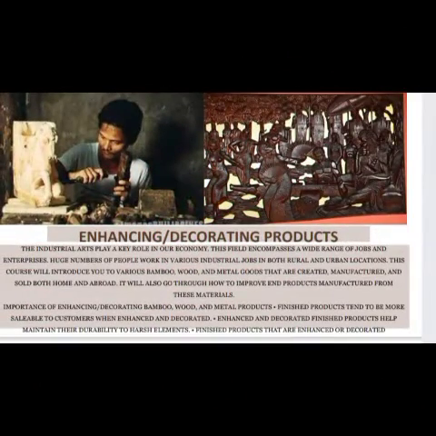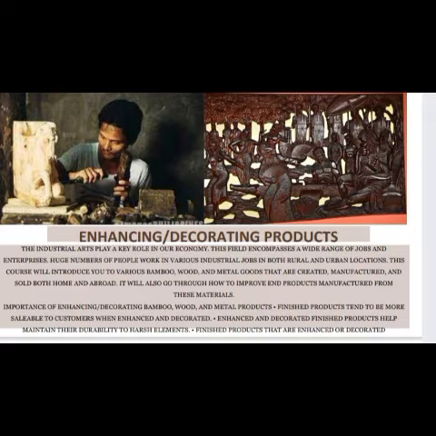Let's move on now to the final period. The contents of this final period are outputs 6, 7, 8, and 9. So let's start with output 6. Output 6 is a group activity in which the group will make a PowerPoint presentation on the topic of methods in enhancing and decorating products. And every group will produce a finished product.